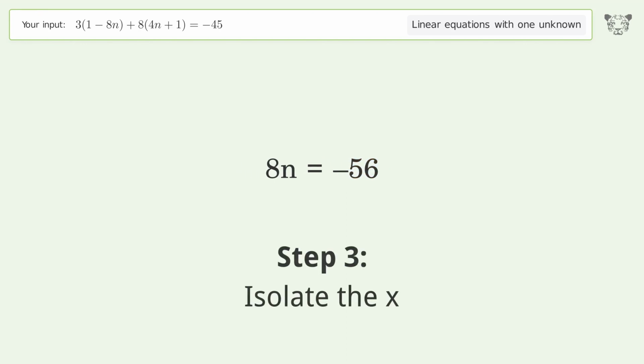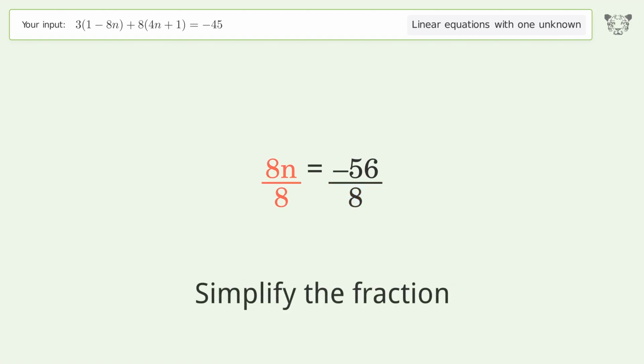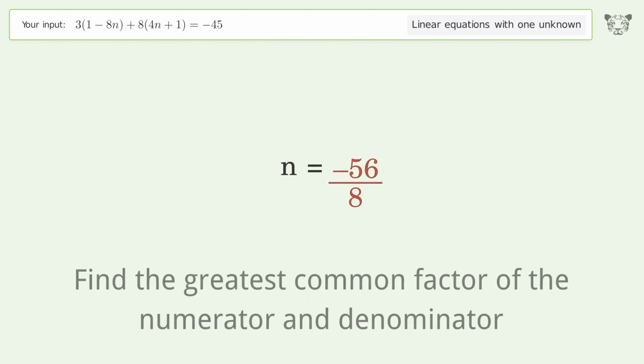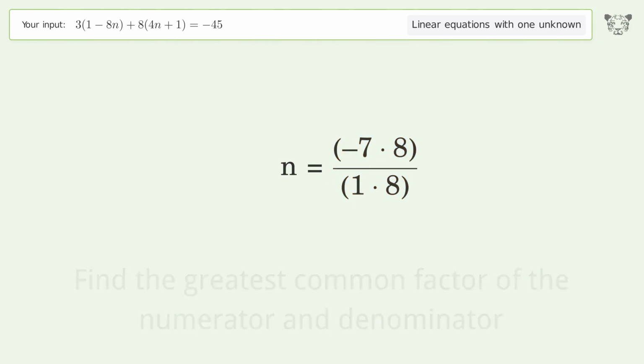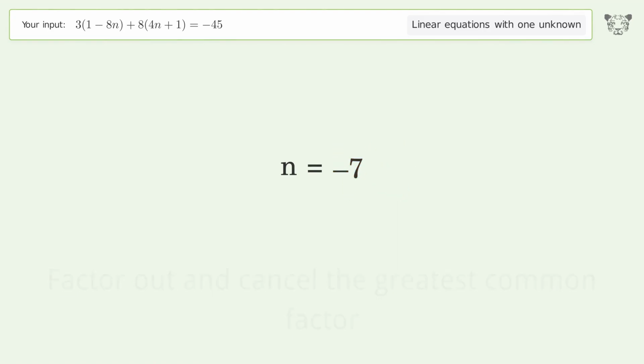Isolate the x. Divide both sides by 8. Simplify the fraction. Find the greatest common factor of the numerator and denominator. Factor out and cancel the greatest common factor. And so the final result is n equals -7.